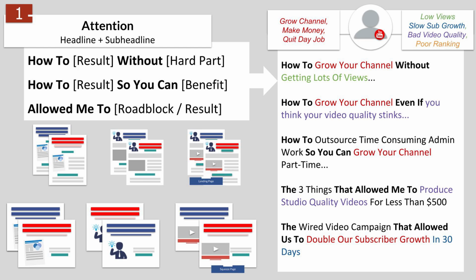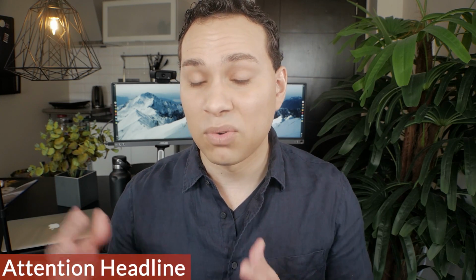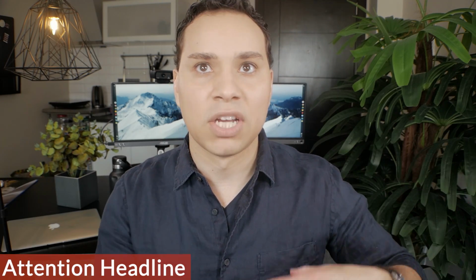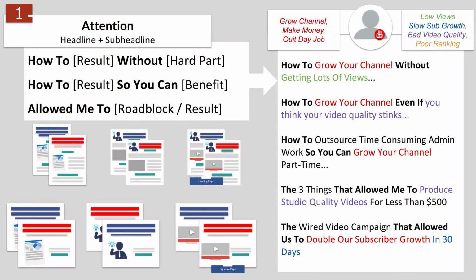So let's go through another example here. How to grow your channel even if you think your video quality stinks. So here we're talking about the exact same result, we're just talking about a different roadblock. And as you write headlines, you're going to be able to find out which roadblocks people care about. We might find out that people care more about getting their video quality better than just getting generic more views. So let's skip down to the last one here. The weird video campaign that allowed us to double our subscriber growth in 30 days.